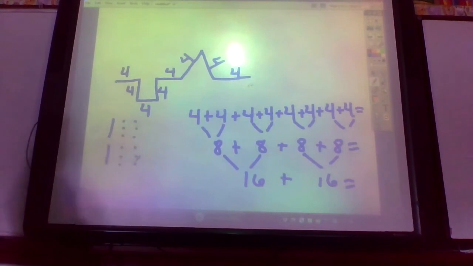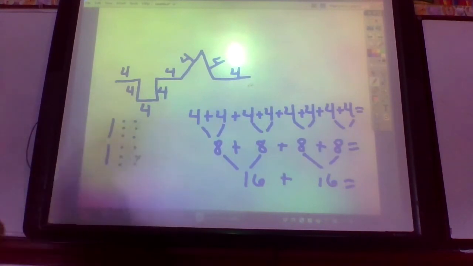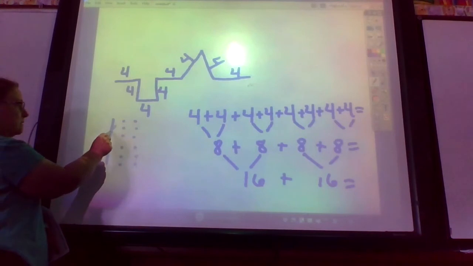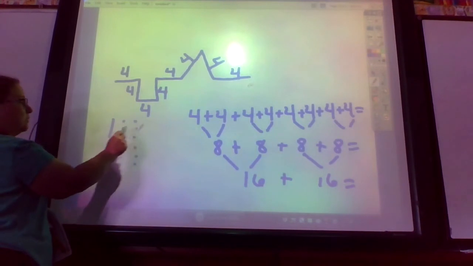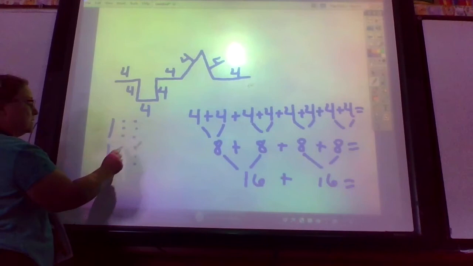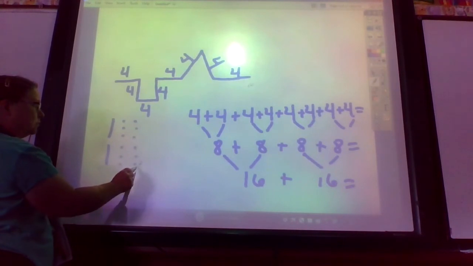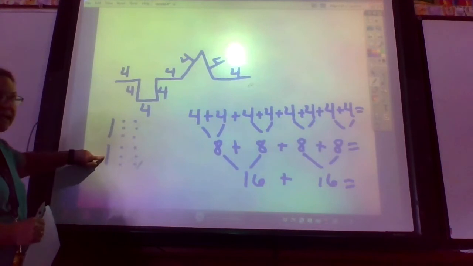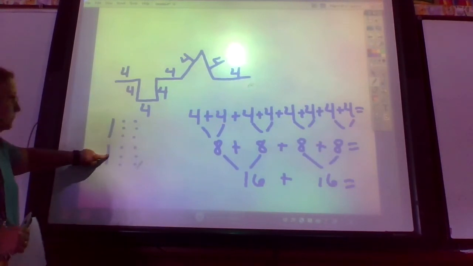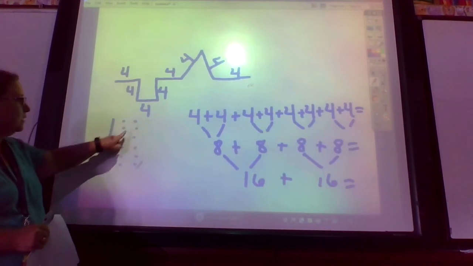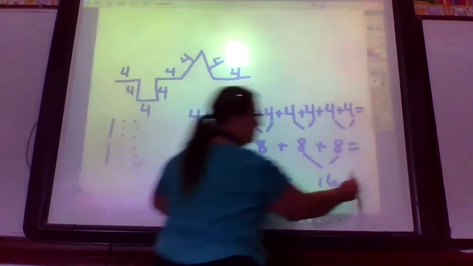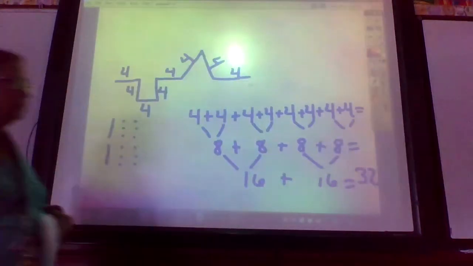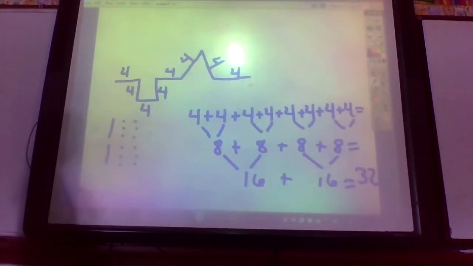Hey, before I start adding here and counting, I can do some things. So, I have 10, 20, 21, 22, 23, 24, 25, 26, 27, 28, 29, 30, 31, 32. Did you see how I did that? I counted my two tens first. 10, 20, 21, 22, 23, 24, 25, 26, 27, 28, 29, 30, 31, 32. So that line is 32 units. Okay?